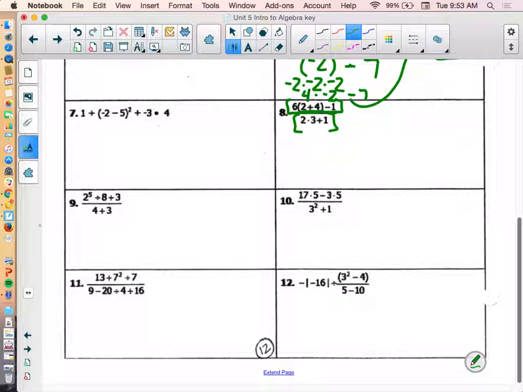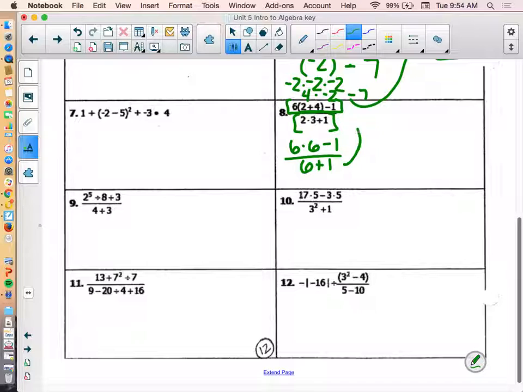We need to first do parentheses, or grouping symbols. So 2 plus 4 would be 6. And then remember, if it's right next to another number, it's multiply. And then I can also work on the bottom at the same time. So 2 times 3 would be 6 plus 1. When I continue this, keep the fraction complete, please. Otherwise, you're going to get confused when you get into algebra.